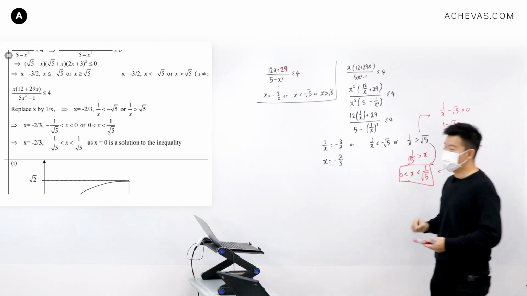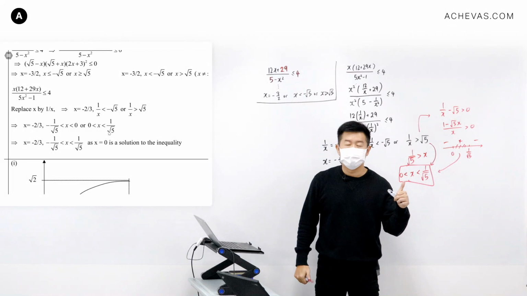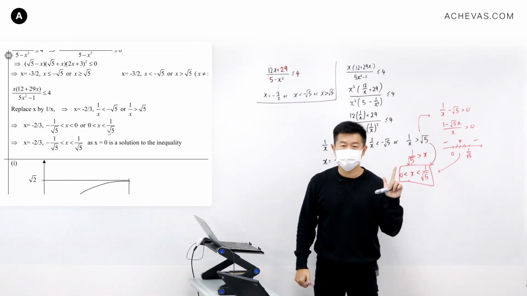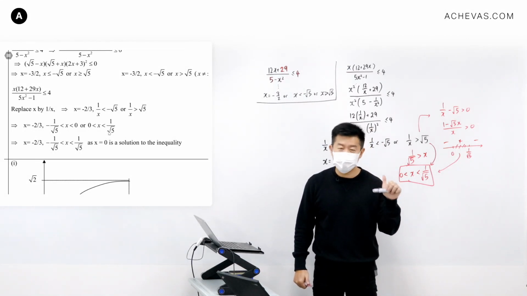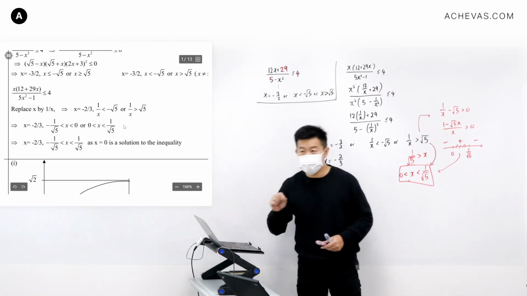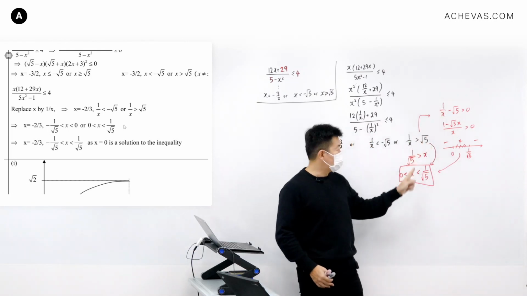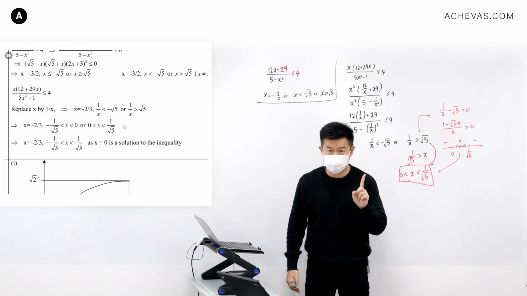But let me tell you something about AJC's solution. AJC set the hardest paper, but AJC also produced the shortest possible solution. They are very consistent. Very difficult paper, but very short solution. From here to here, this 1 over x bigger than square root of 5 to this x is between 0 and 1 over square root of 5, you may think that AJC skipped steps. So they skip this step, or they skip the graph, and they arrive at this solution. They didn't skip steps. Let me tell you, they didn't skip steps.